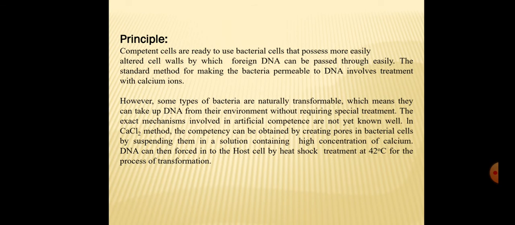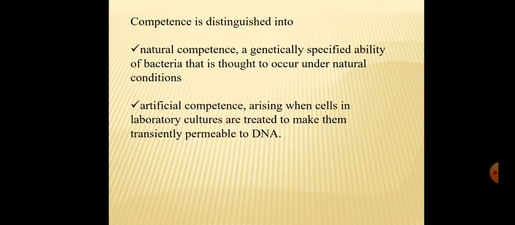What we understand is that the calcium chloride method creates some pores in bacterial cells by suspending them in a solution with a high concentration of calcium. And if you give a heat shock, particularly at 42 degrees centigrade, because at more than that the cells may not survive, that will help the foreign DNA molecule to enter inside the cell. That process we call transformation.